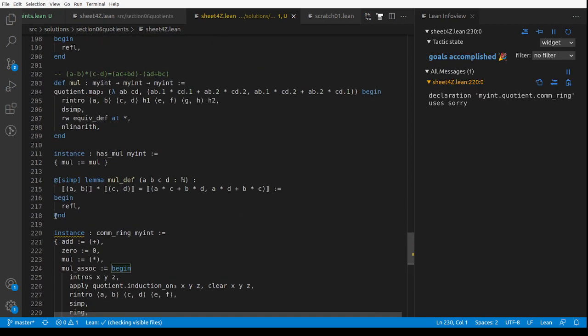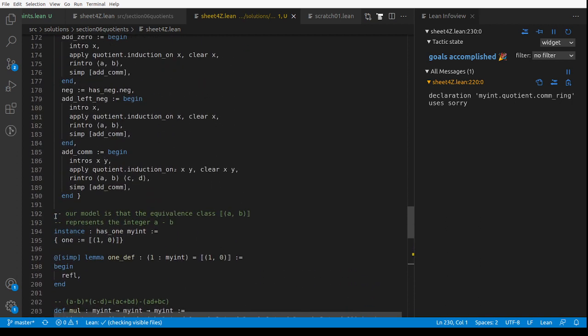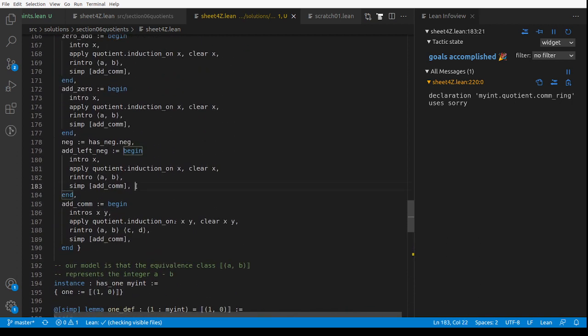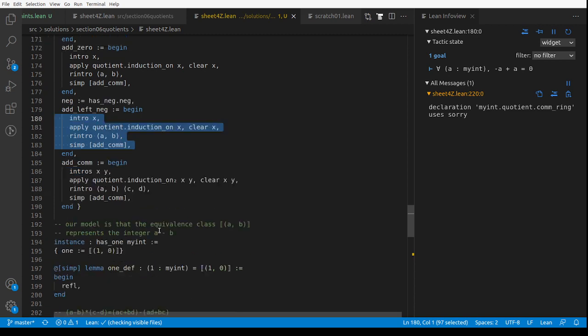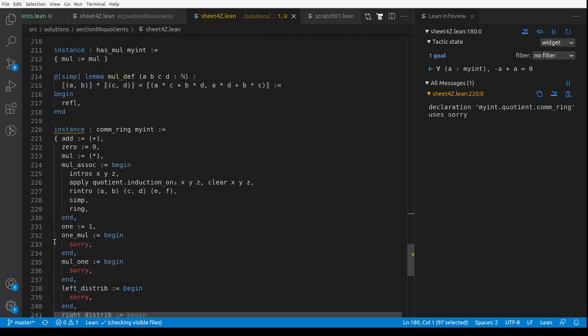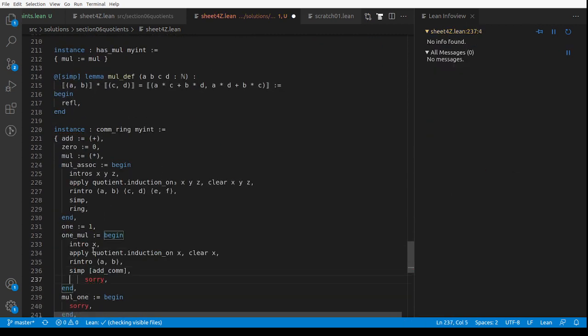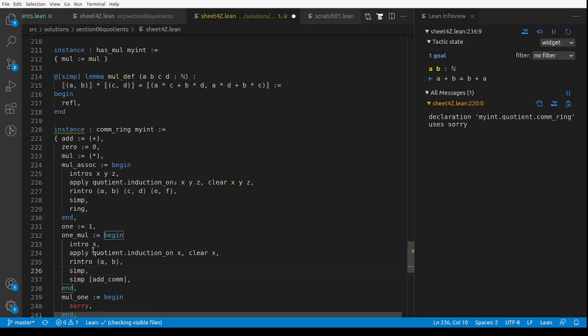And one_mul, that's got one variable, so let's try this one. I wonder if add_comm will do it for us. Yeah, it did. I wonder, does simp do it? Yes. Every single one, there you go. Did you know that? The proof that multiplication by 1, the proof that 1 is a multiplicative identity on the integers, defined as this quotient, boils down to commutativity of addition.